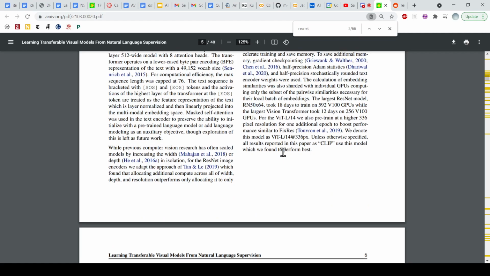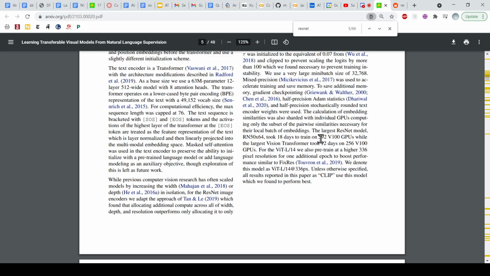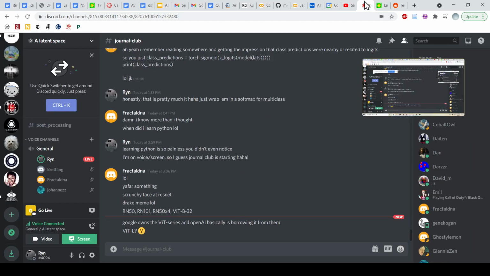Okay, so their best model, which they refer to as CLIP, uses the large vision transformer, as you would kind of expect. And it's trained on a ton of GPUs, like look at that. 18 days to train on 592 V100 GPUs, 12 days on 256 V100 GPUs. Just massive amounts of computational power are required.